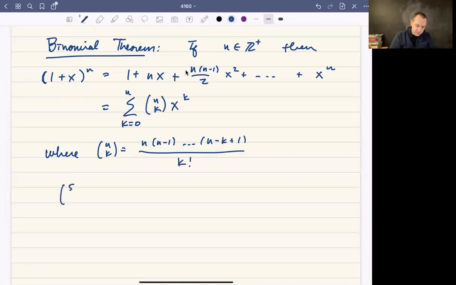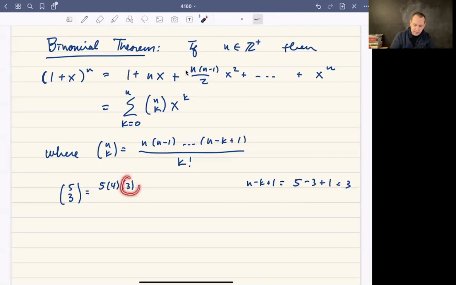So for example, if you were to look at 5 choose 3, you would have 5 times 4 times 3, and you would stop when you get to 5 minus 3 plus 1. So that would be 3. So you've got 5 times 4 times 3. Here n minus k plus 1 is 5 minus 3 plus 1, so that's 2 plus 1 or 3. That's going to be the last term that you have. Then we're going to divide by 3 factorial.